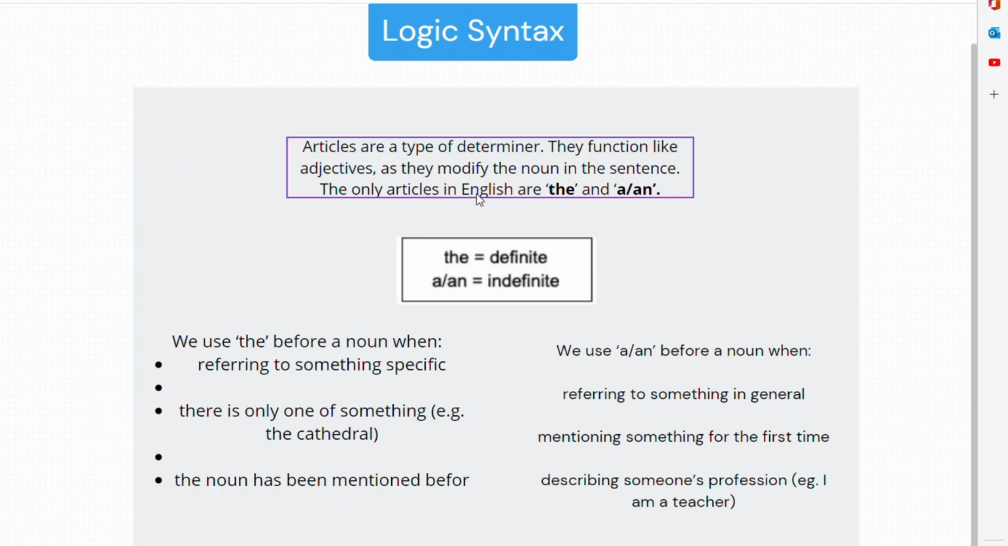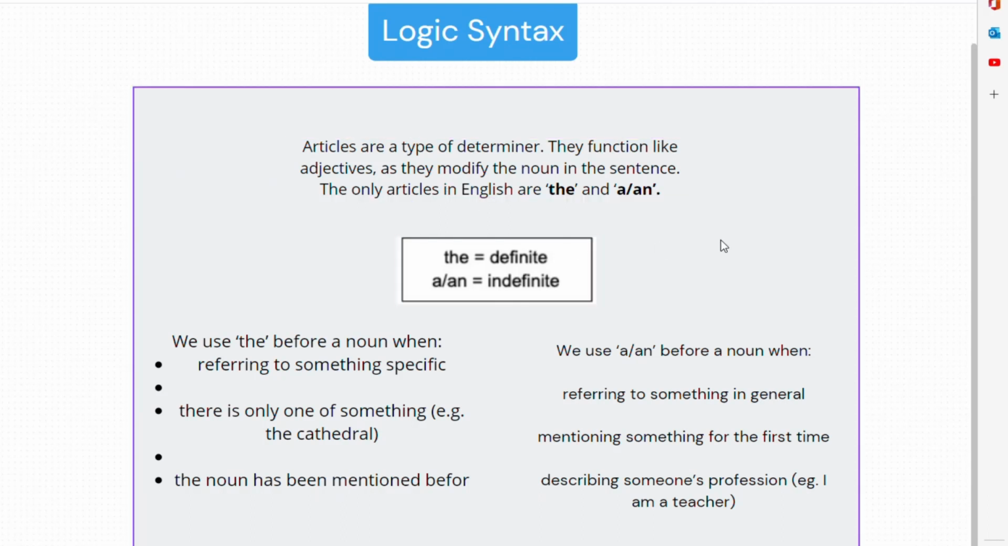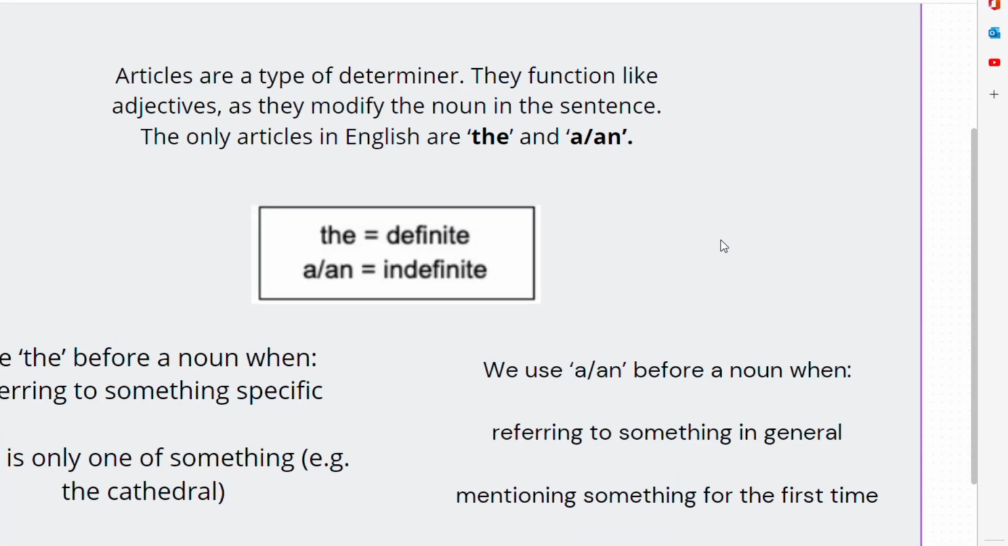Logic syntax. The articles determine the noun in a sentence, like an adjective. In English there exist the articles the, a, and an. The article the is for something definite. The others, a and an, are for indefinite.